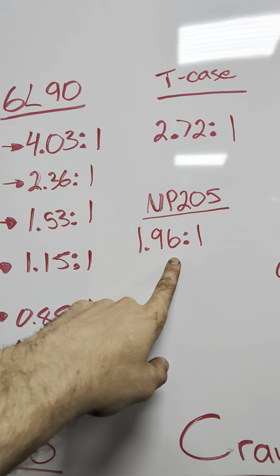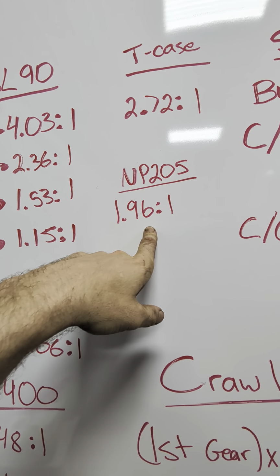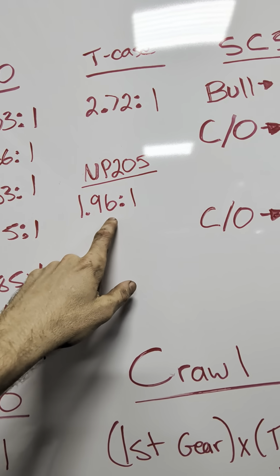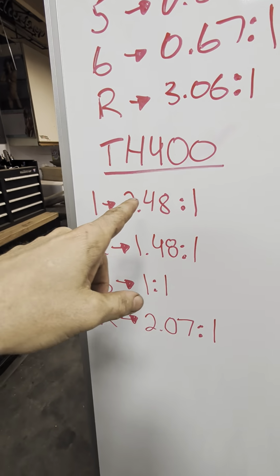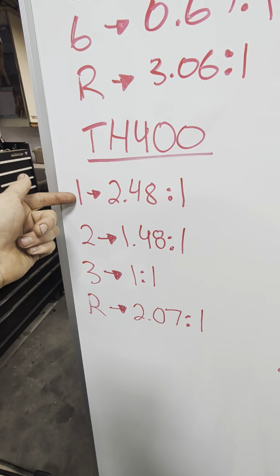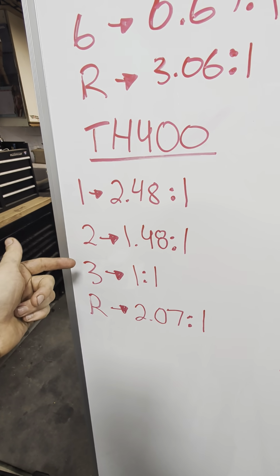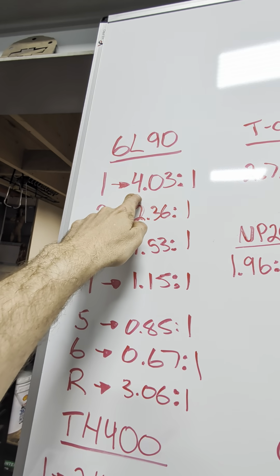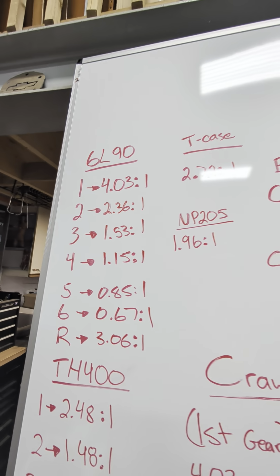NP205, 1.96. These are the older gear-to-gear transfer cases. A lot of guys run them, they're amazing. I had one. And then also your typical Turbo 400. Notice your Turbo 400 only has 3 gears. First gear is pretty tall, 2.5-ish, compared to your 6L90s at 4-to-1.